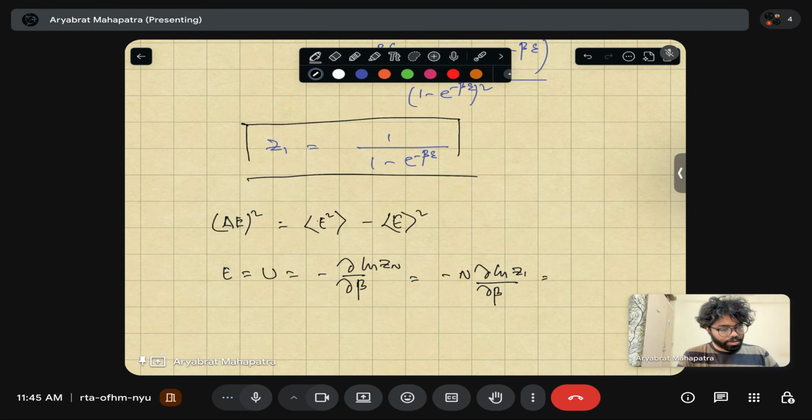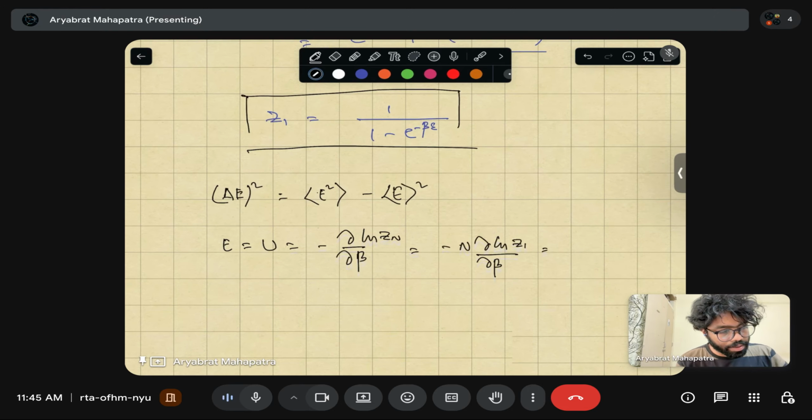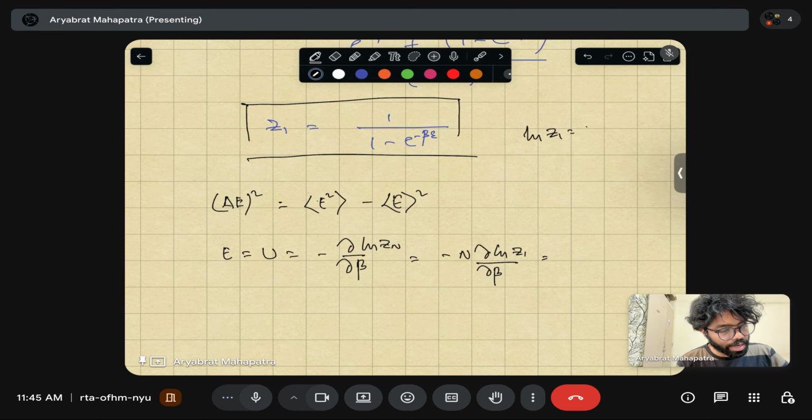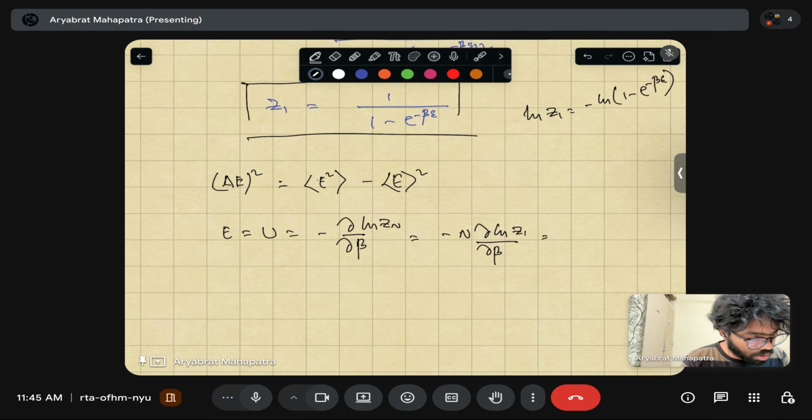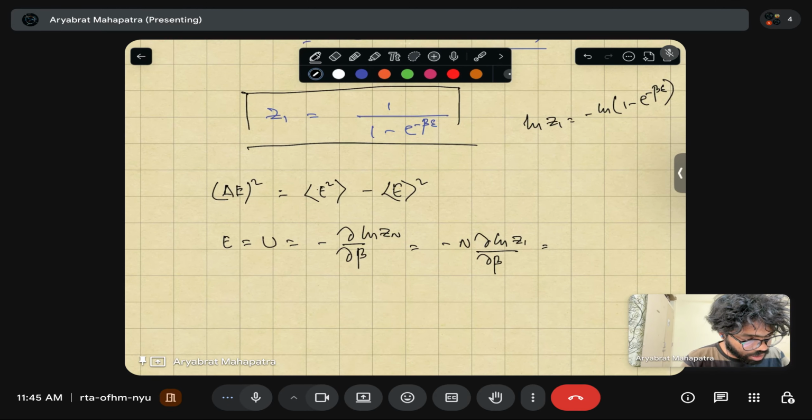So if you take the log and then take the derivative, ln Z1 you can write as negative of ln of 1 minus exponential beta epsilon, then the derivative with respect to beta. It would give you something.